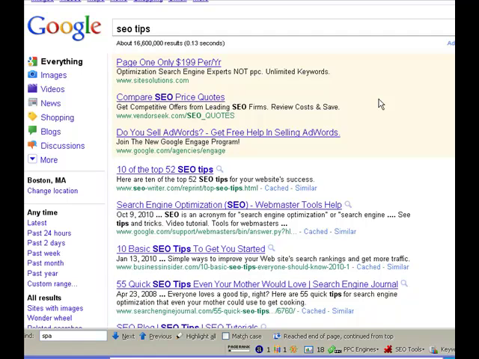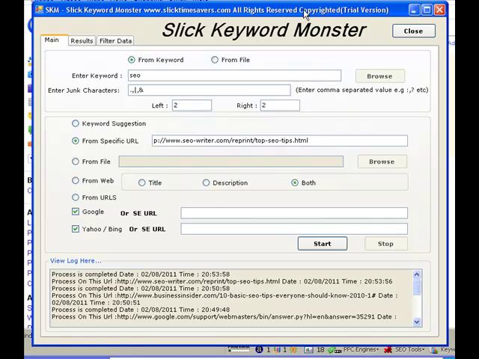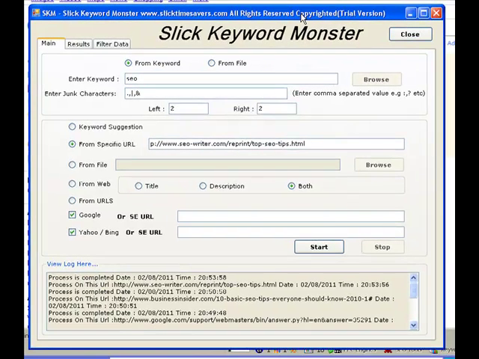This video is the last video in a summary of what Keyword Monster is. Keyword Monster is not just a keyword tool, it's really a data mining tool. And a lot of the data that you get back is going to be in its raw form, where you're going to have to take a look at it.